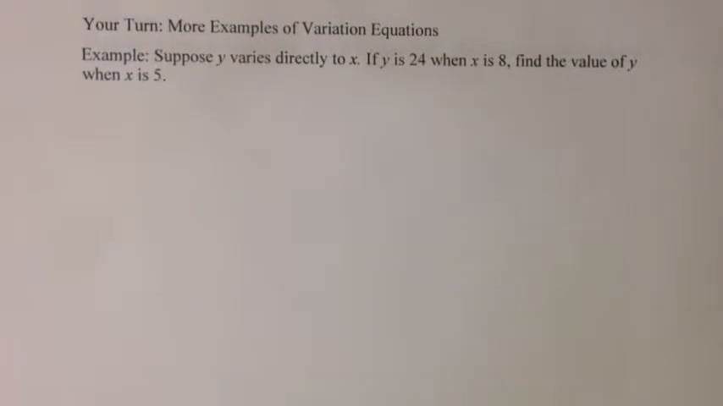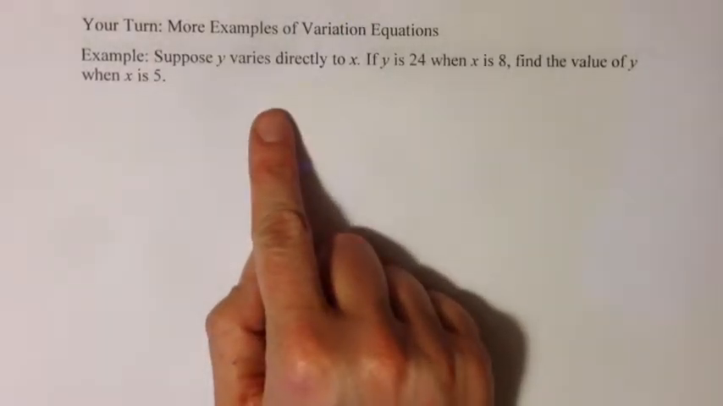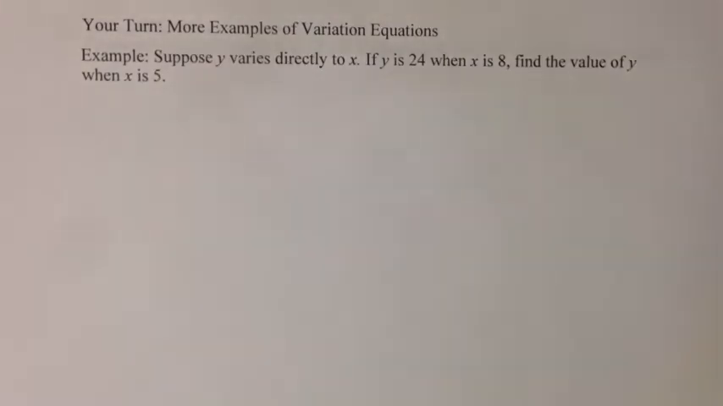Now that kind of joint variation problem is about the most complicated that these variation problems will get. So what I have now are a couple of simpler variation problems for you to try. Go ahead and pause the video and see what you can do with this variation problem. Suppose y varies directly to x. If y is 24 when x is 8, find the value of y when x is 5. Remember, your 3 steps are to write down your variation equation, solve for the constant of variation, and then use your equation to answer the question. Pause the video and give it a try.